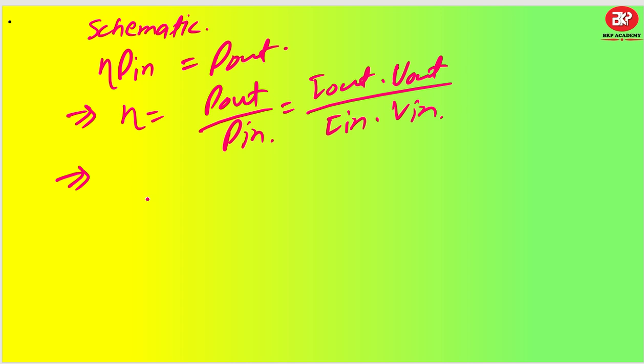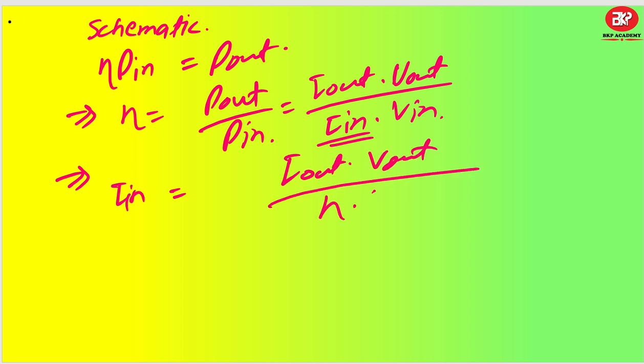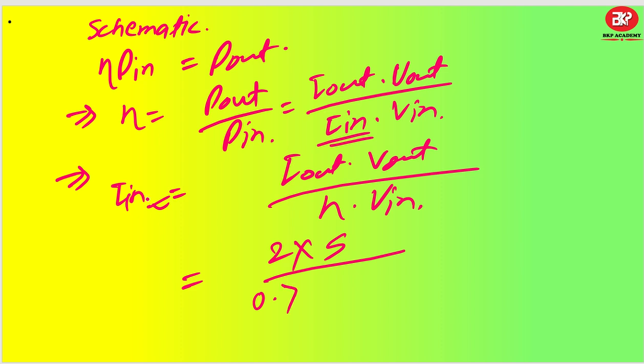Now we know almost all these things, so I input we need to find out. So I input is going to be how much? I output into V output divided by eta into V input. Now this is the thing we have to understand. I output was 2, V output was 5. Let us say eta is 75% or 76%. As you go on increasing the eta, my I input requirement will decrease. So I'll keep it a little bit lesser. Let us say 70%, 0.7.